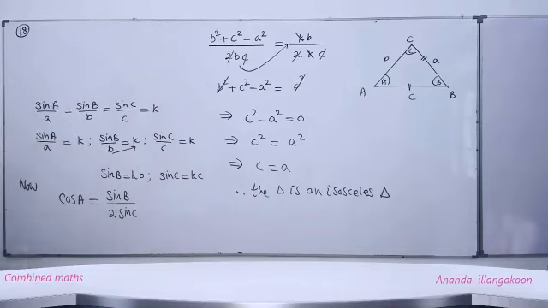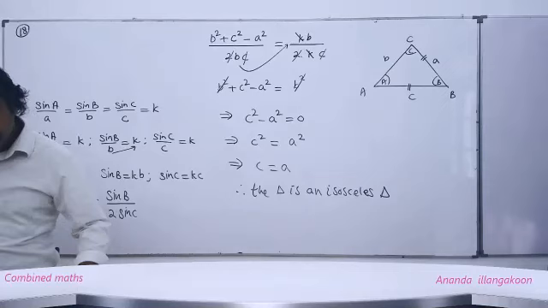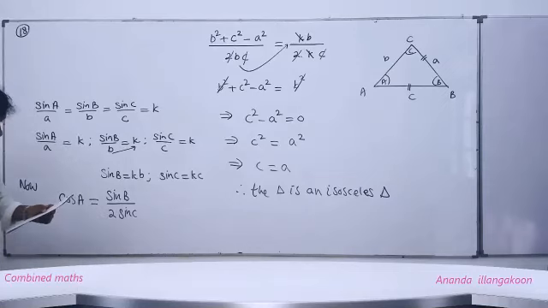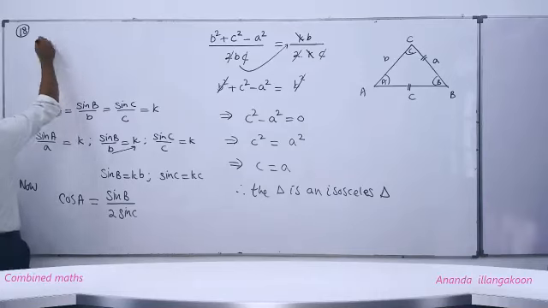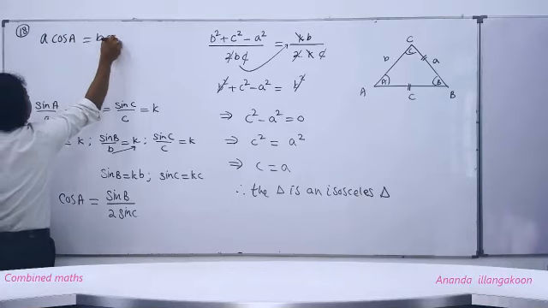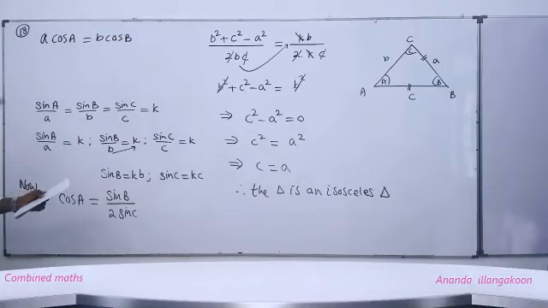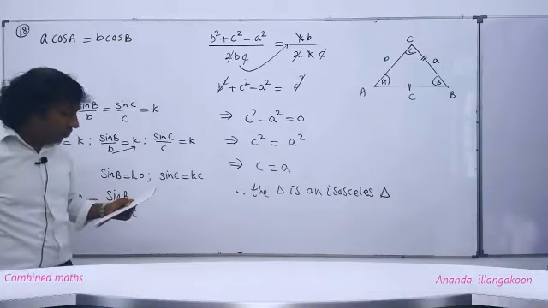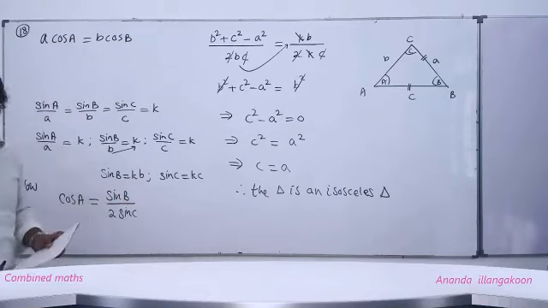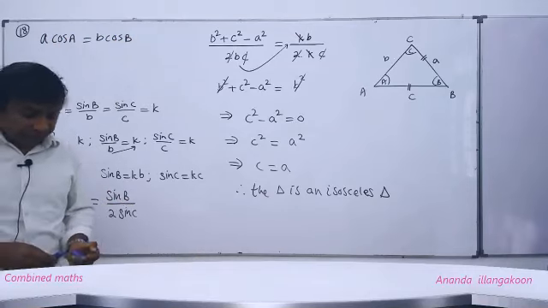Number 18. In a triangle ABC, if a cos A equals b cos B, then the triangle is either isosceles or right angled.